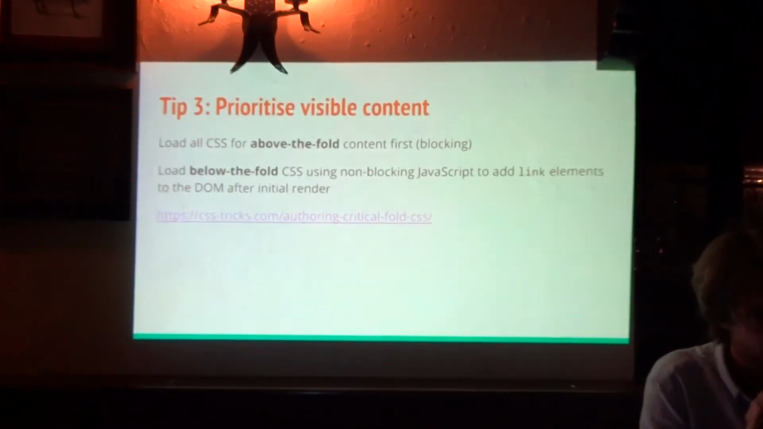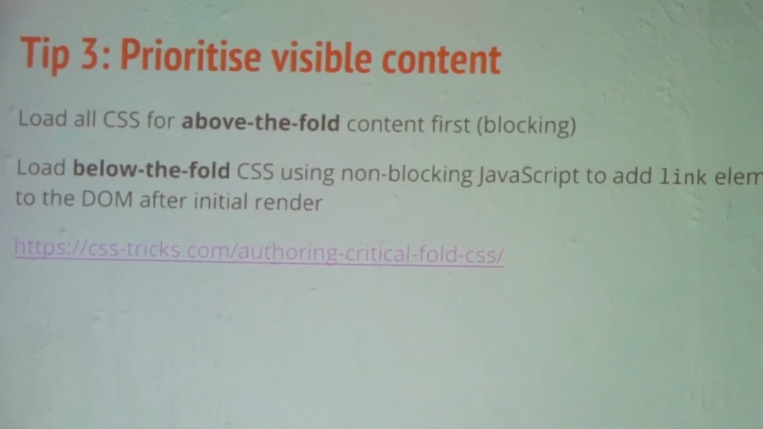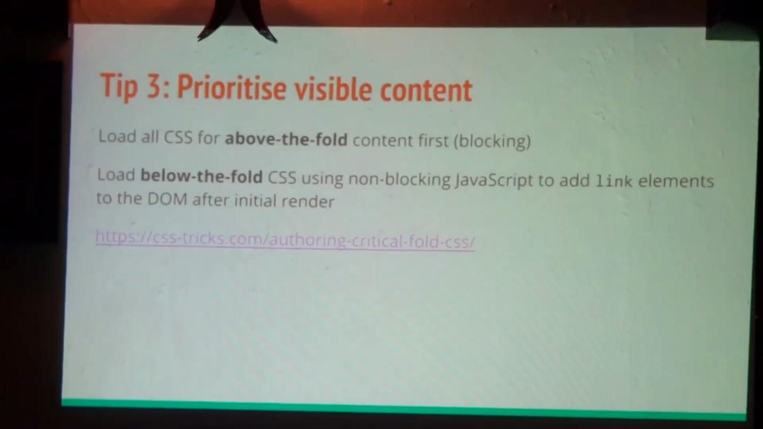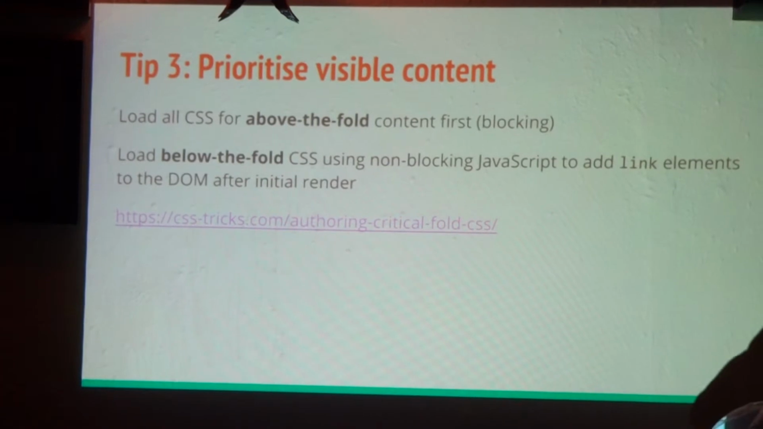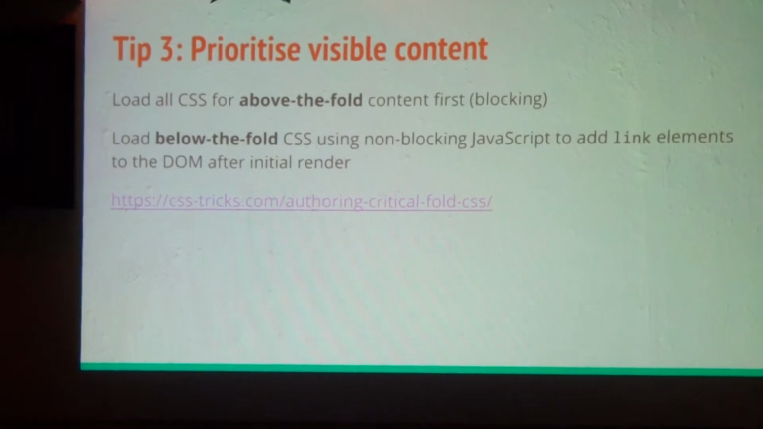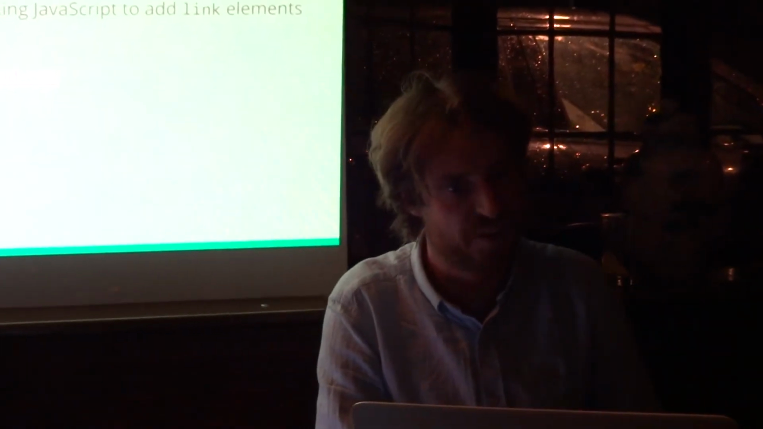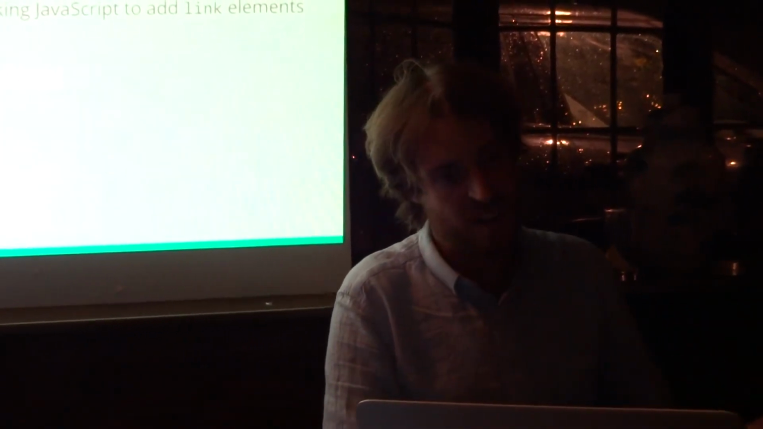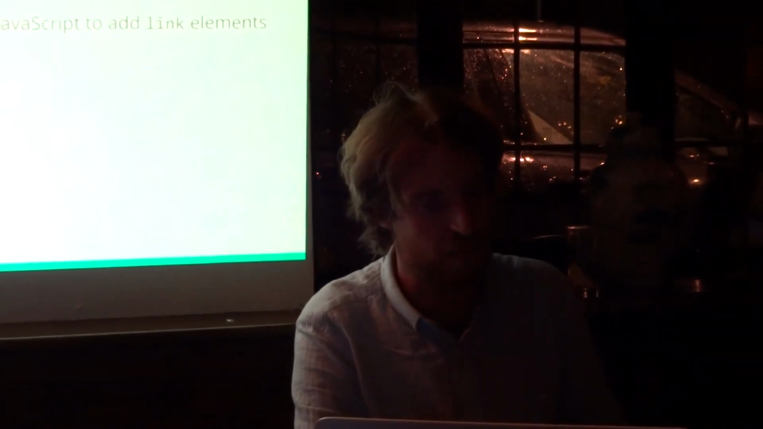Tip 3, prioritize visible content. Always focus on what's above the fold. It's kind of a bit of a magazine-y term, but above the fold means what the user can see when the page first loads. So anything that you can't see in that initial viewport is known as below the fold. And the idea here is to not care so much about CSS that only affects things that are below the fold. And so that way you can either inline all of the CSS that affects things above the fold, or you can use JavaScript to download below the fold stuff later, so that it's not a blocking operation.